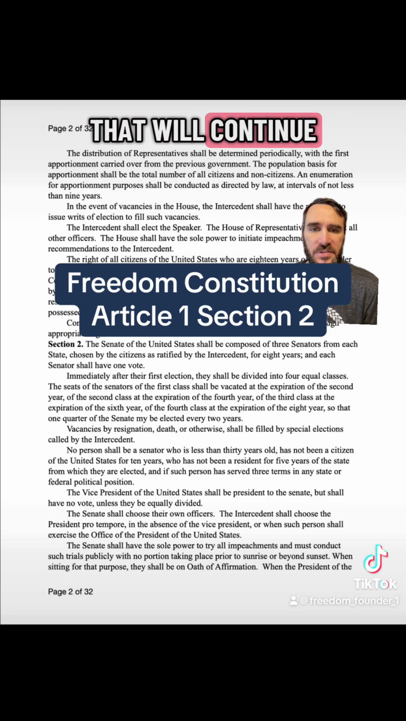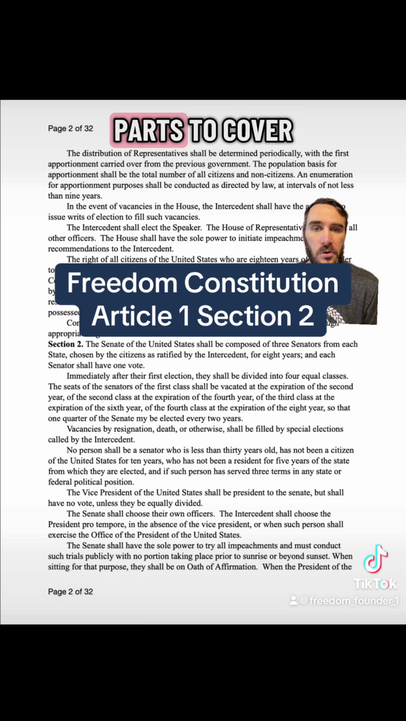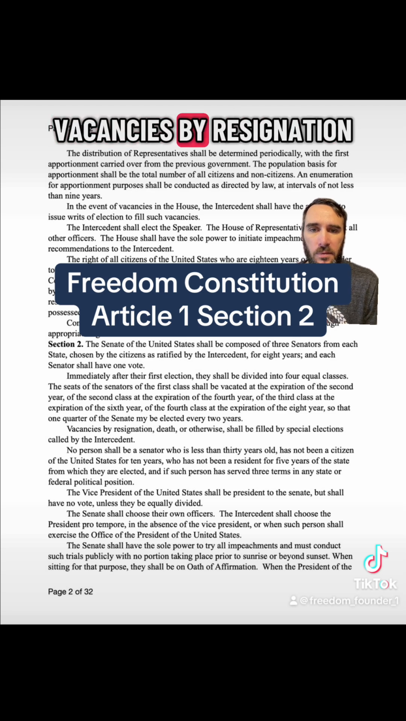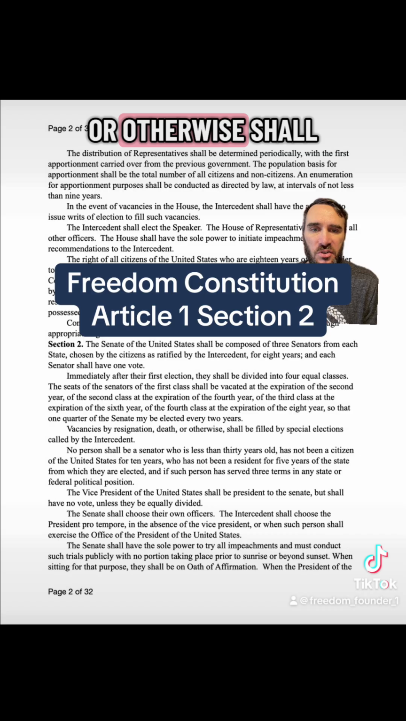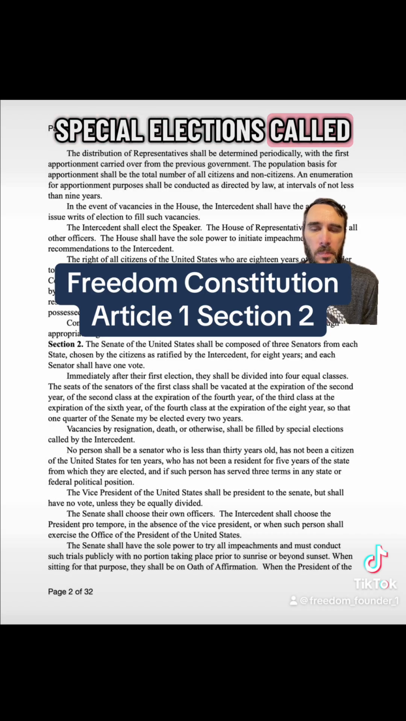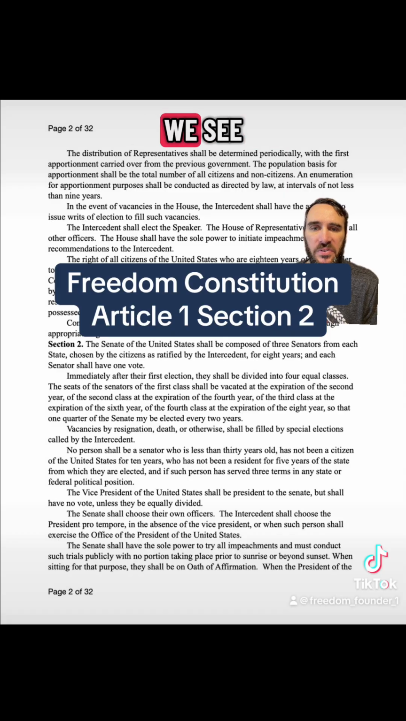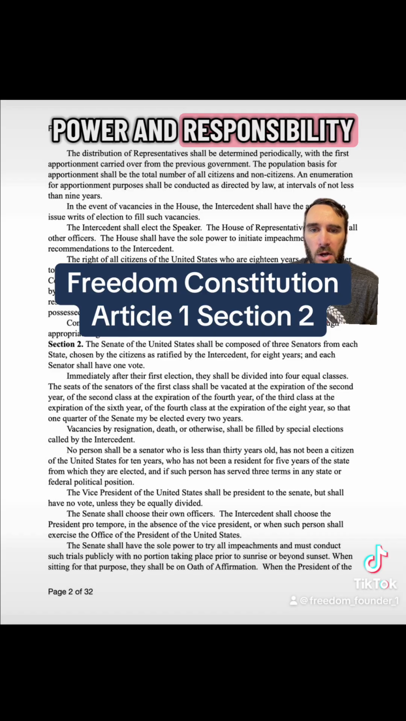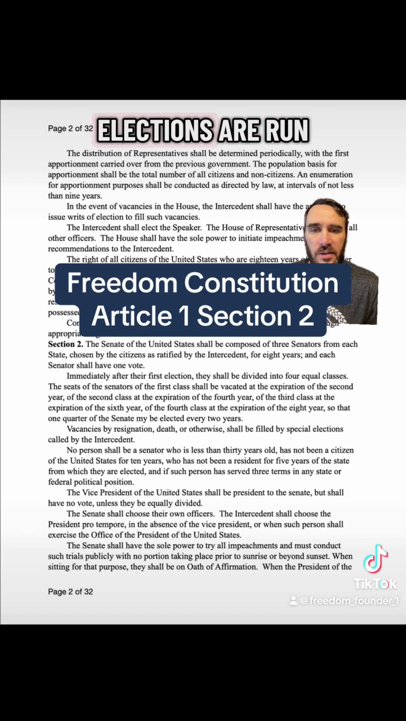So just like now, every 2 years, an equal part of the Senate is re-elected or elected. That will continue. Instead of being separated into 3 parts for the 6 years, it's into 4 parts to cover the 8 years. So 25% instead of 33% is re-elected or elected every 2 years. Vacancies by resignation, death, or otherwise shall be filled by special elections called by the intercedent. So here again, we see the intercedent has more of the power and responsibility for calling elections and making sure that elections are run for any vacancies.